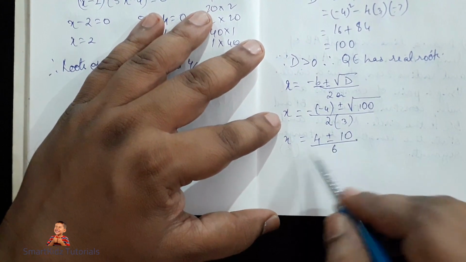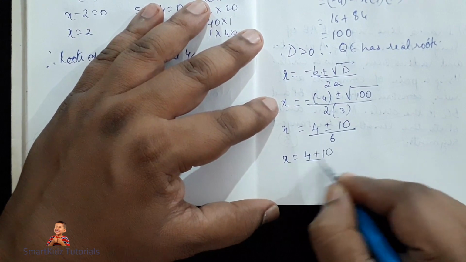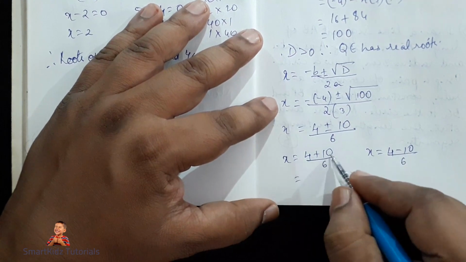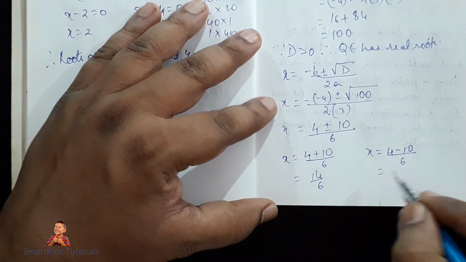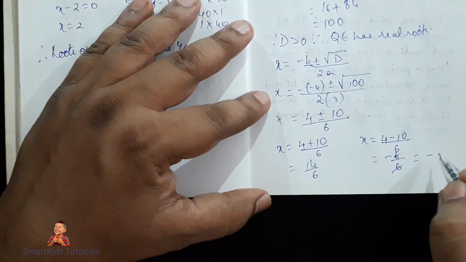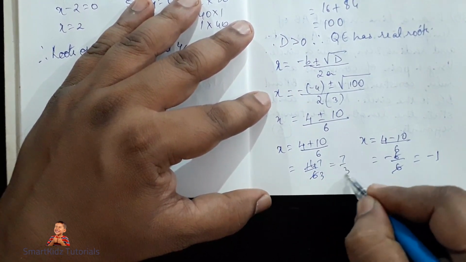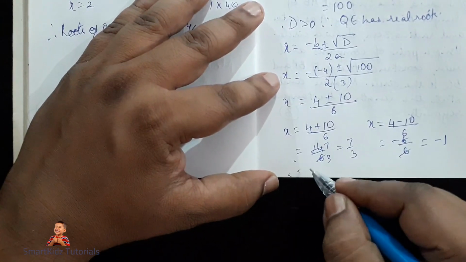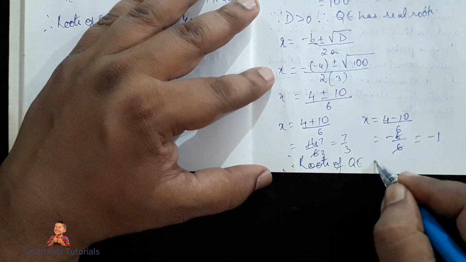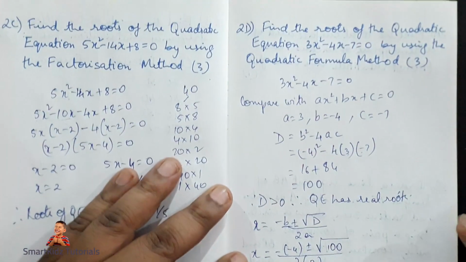Now because there's plus and minus, we'll do it this way. x equal to 4 plus 10 upon 6 and x equal to 4 minus 10 upon 6. This 4 plus 10 gives 14 upon 6, and here we get 4 minus 10 is minus 6 upon 6. We'll cancel and we'll get this equal to minus 1. Here 2 3s are 6, 2 7s are 14, so we'll get 7 upon 3. So therefore you can say the roots of the quadratic equation are 7 upon 3 and minus 1. This is for 3 marks. There is no choice here.